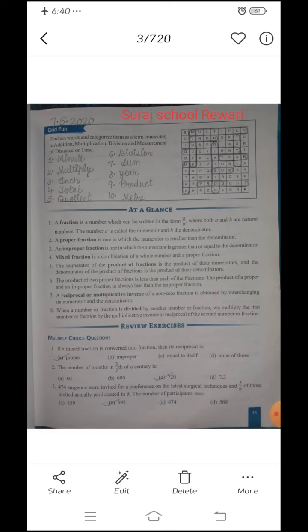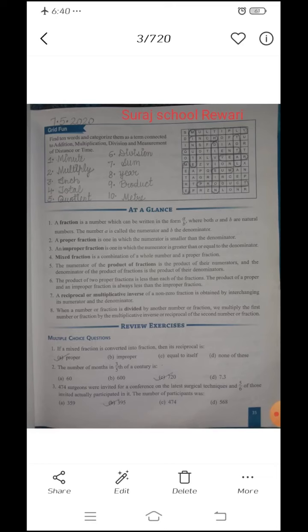Okay. Now the first multiple choice question: if a mixed fraction is converted into a fraction, then its reciprocal is. Firstly, the mixed fraction is converted into an improper fraction, and when we find the reciprocal of an improper fraction, we always get a proper fraction. So option A is correct.